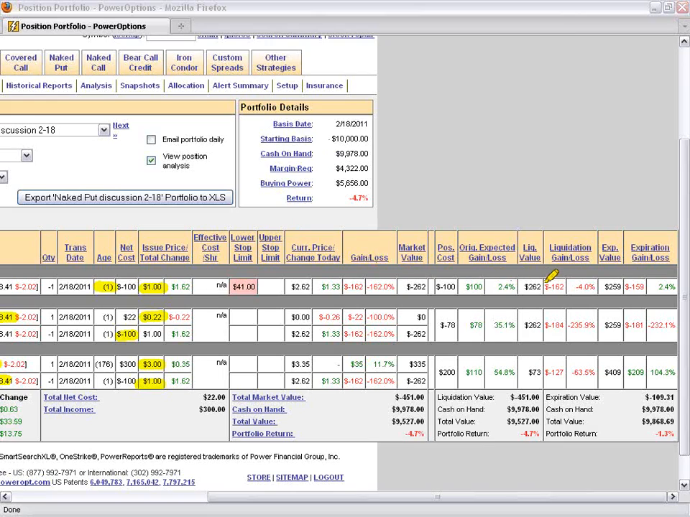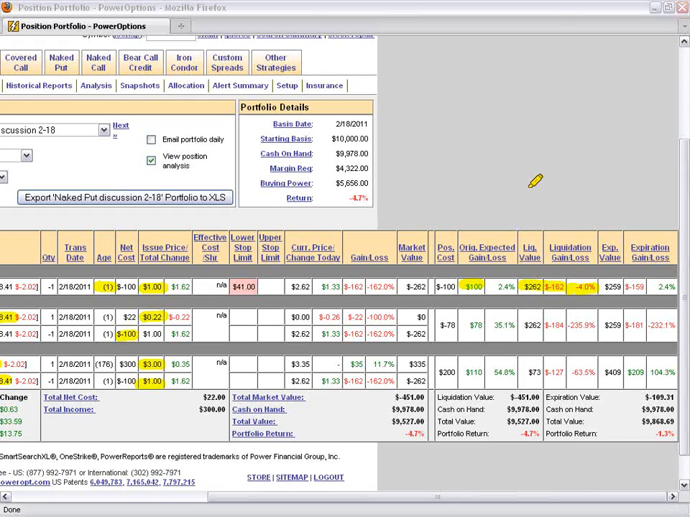But what we see here is that right now, if we liquidated this position on the naked put, we'd have a loss of $162. We received $1 up front, but it would cost us $2.62 to buy to close the put. So we're going to have a loss of $162 but it's only a 4% loss.